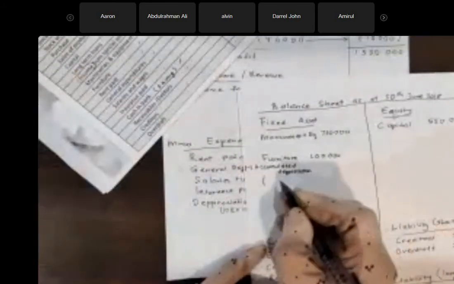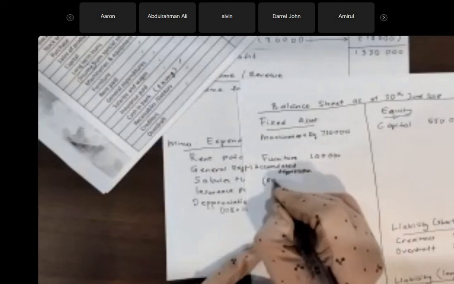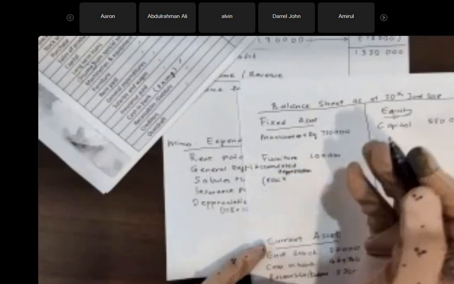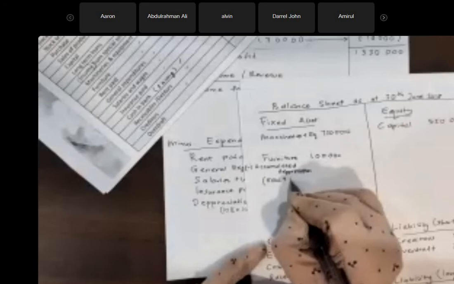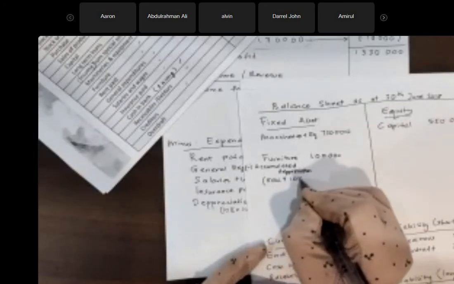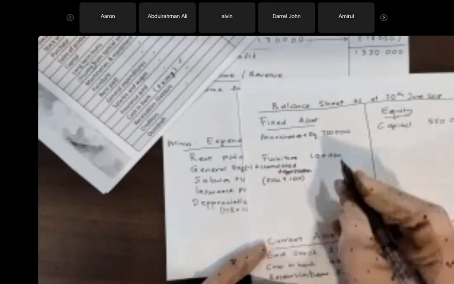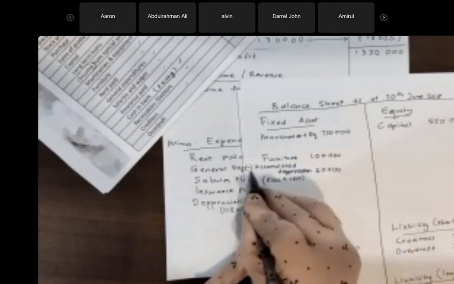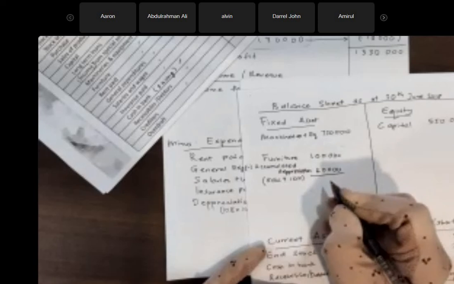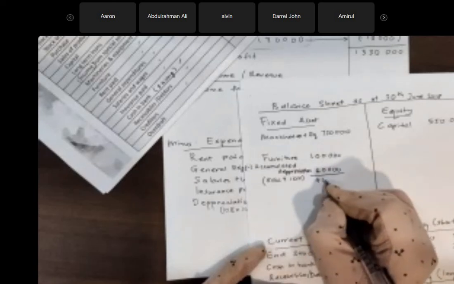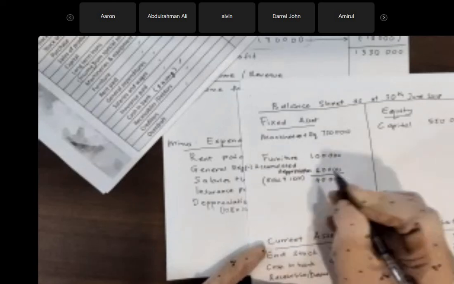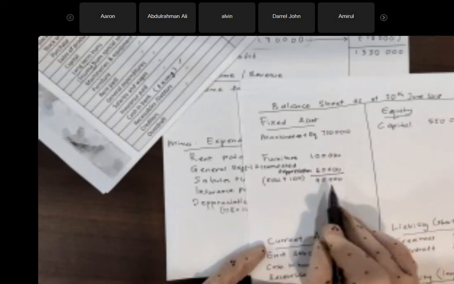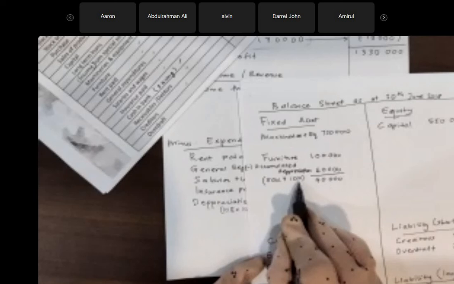So that means accumulated dia sekarang dah jadi berapa? 50k plus dengan the current punya depreciation. So you have 10k tadi. So that means already 60k. This one minus, so you will get the answer is 40,000. The value of furniture now is 40,000. That means for the current is 10%, 10,000.